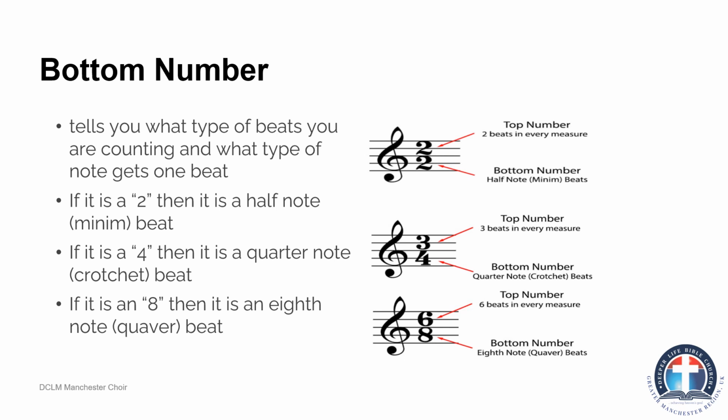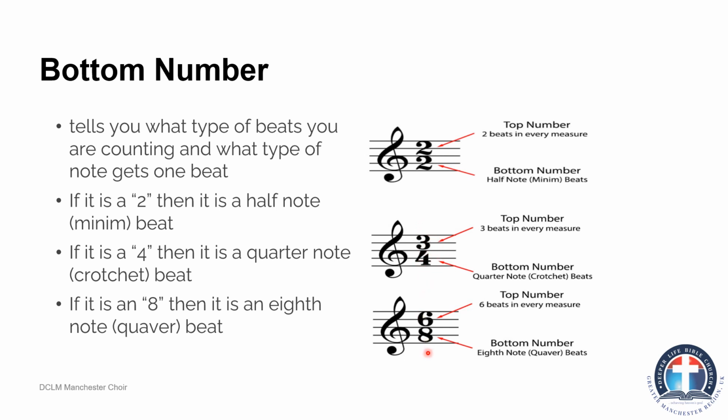If it is a 4, for example, then it is a quarter note or a crotchet. So you see there is a 4 here, and it means a quarter. Remember, quarter is 1 over 4, 1 quarter, that is 4, or a crotchet beat. So again, the quantity, 3 crotchet or quarter note beats in a bar.